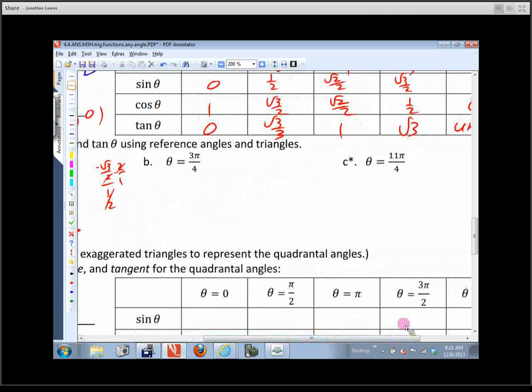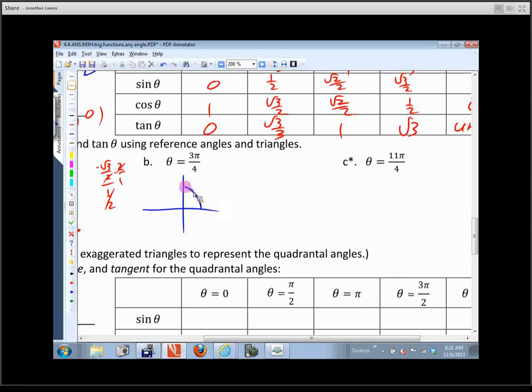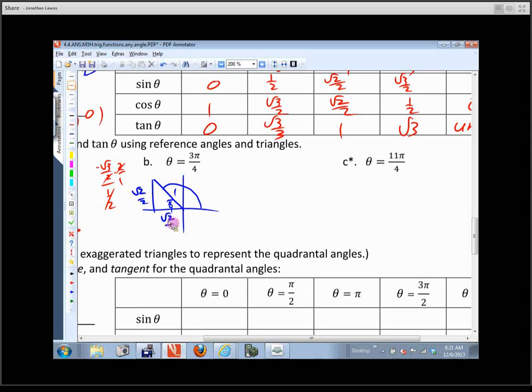Think about 3 pi fourths. Start here, there's pi halves. Remember, I like thinking of it in terms of the top half of the circle. Pi is the top half of the circle. We've got 3/4 of that, so that would make this pi fourths. That's a 1, that's a radical 2 over 2, and that's a radical 2 over 2.